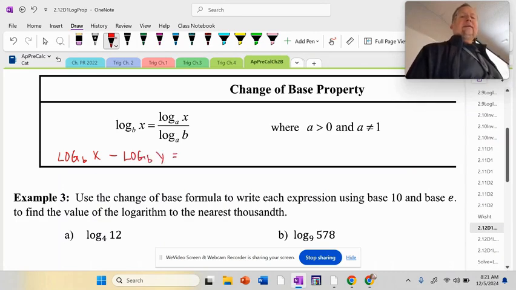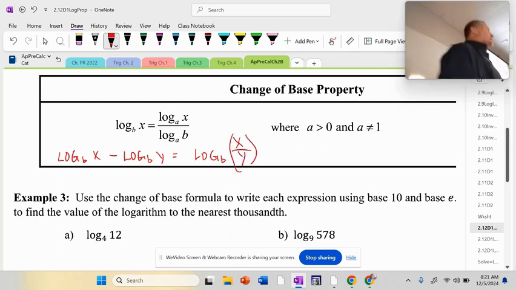Why is he writing this? Because this is a common error, confusing these two properties. There is a huge difference between what you see up at the top and what I just wrote below from our previous page, the subtraction rule. Those are not the same. Notice this doesn't say log base b of x over log base b of y. That is different than what is being shown here.